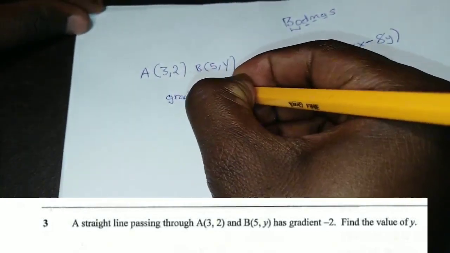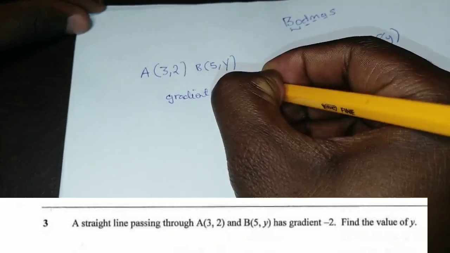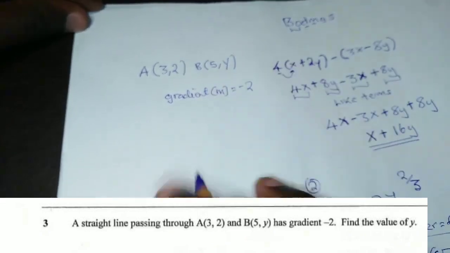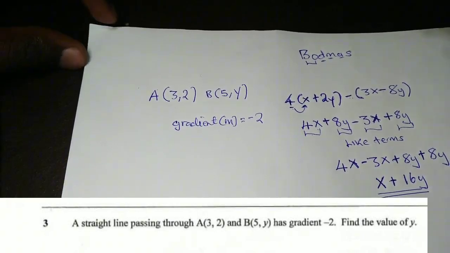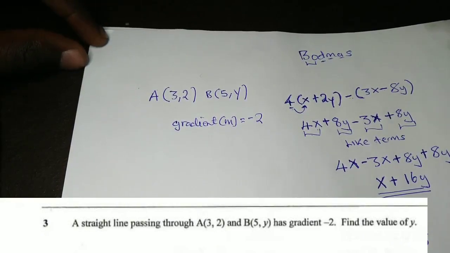Then we are told that the gradient, which is denoted by letter M, is negative 2. Then the question says find the value of y. So this will just be simple and straightforward.